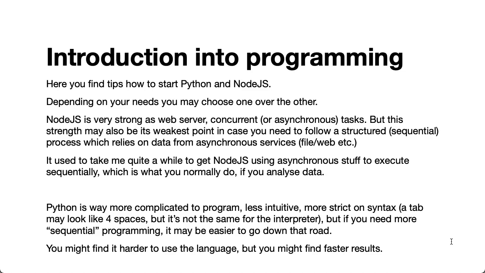NodeJS or JavaScript is rather simple to understand for programming purposes, but it has its issues with asynchronous tasks, like when you call a web server and you wait for a result, and in the meantime the code continues to run, which is in many times not what you want, because you actually want to do something with the result. In that respect, Python is way easier to use, because it actually waits nicely for the result of such a call to a web service or so. On the other hand, Python is way more strict on syntax. As an example, a tab may look like 4 spaces, but the interpreter interprets it differently and will tell you so while you try to run the Python code.